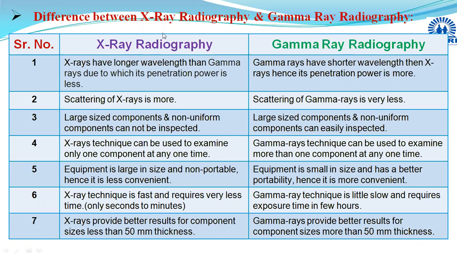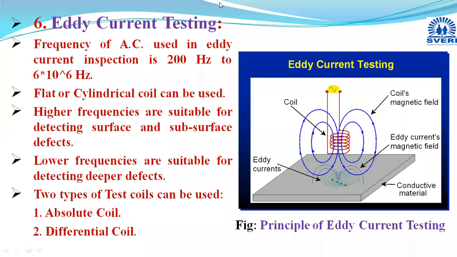So these are some differentiating points between X-ray radiography and gamma ray radiography. If you have any difficulty in this radiography, please let me know. Otherwise, we will move toward the last type of non-destructive testing method, that is eddy current testing.